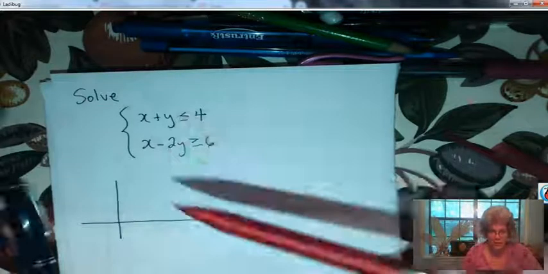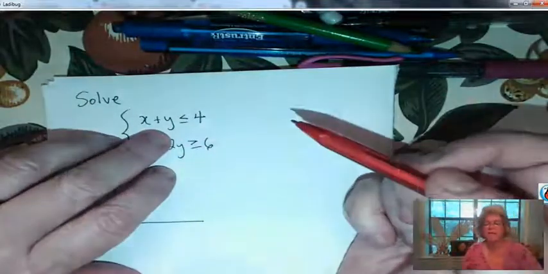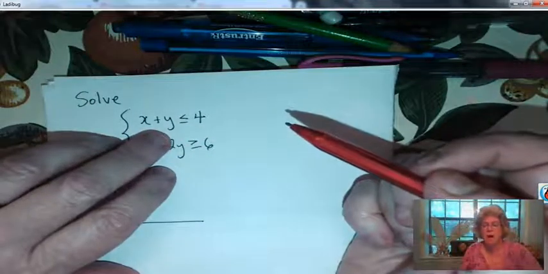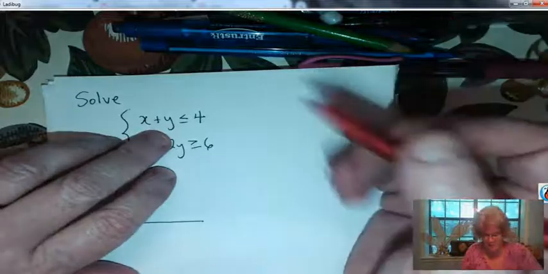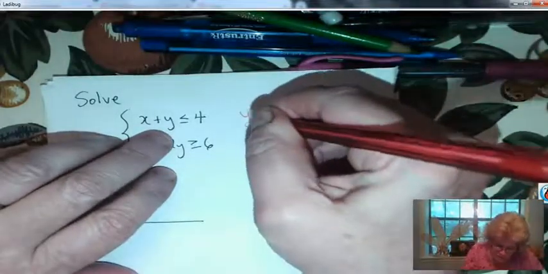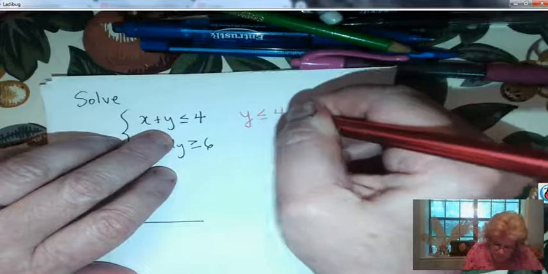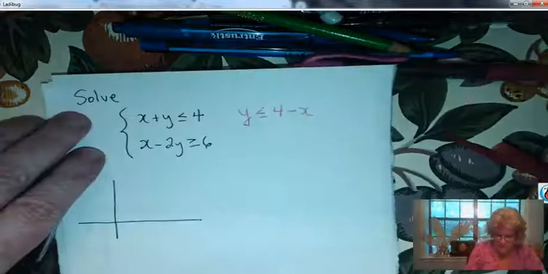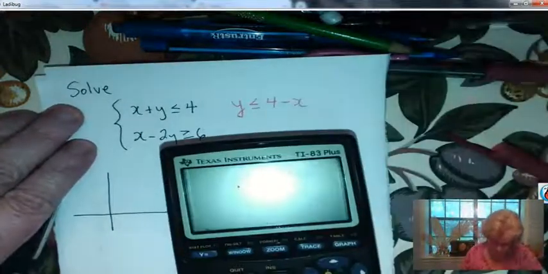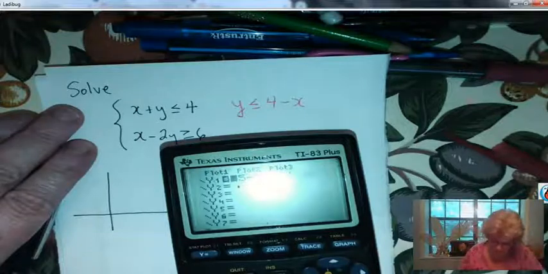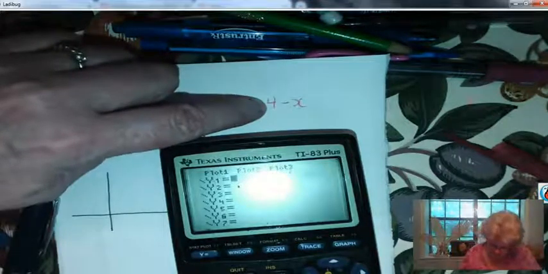So I'm going to use some different colors here. This is easy enough. I just subtract x from both sides. Subtracting does not change the direction of the arrow. So I get that. And let's see what the line looks like. 4 minus x.